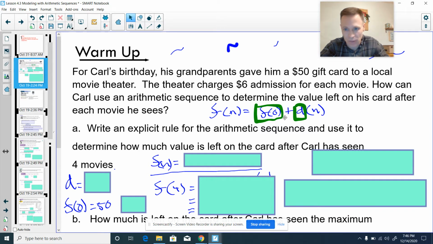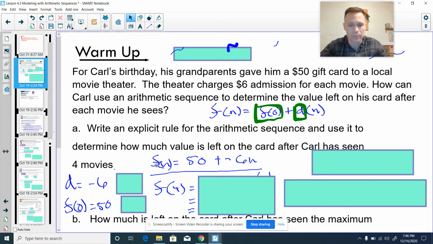And my common difference, now sometimes students think that this is always positive, but I'm taking money out of that card. So it's negative $6. My common difference is negative 6, which means my explicit rule would be f of n is equal to 50 plus negative 6n. So 50 is how much money I have on the card, and then I'm subtracting $6 for n, which represents the number of movies that I've seen. Okay, so that would be the rule.